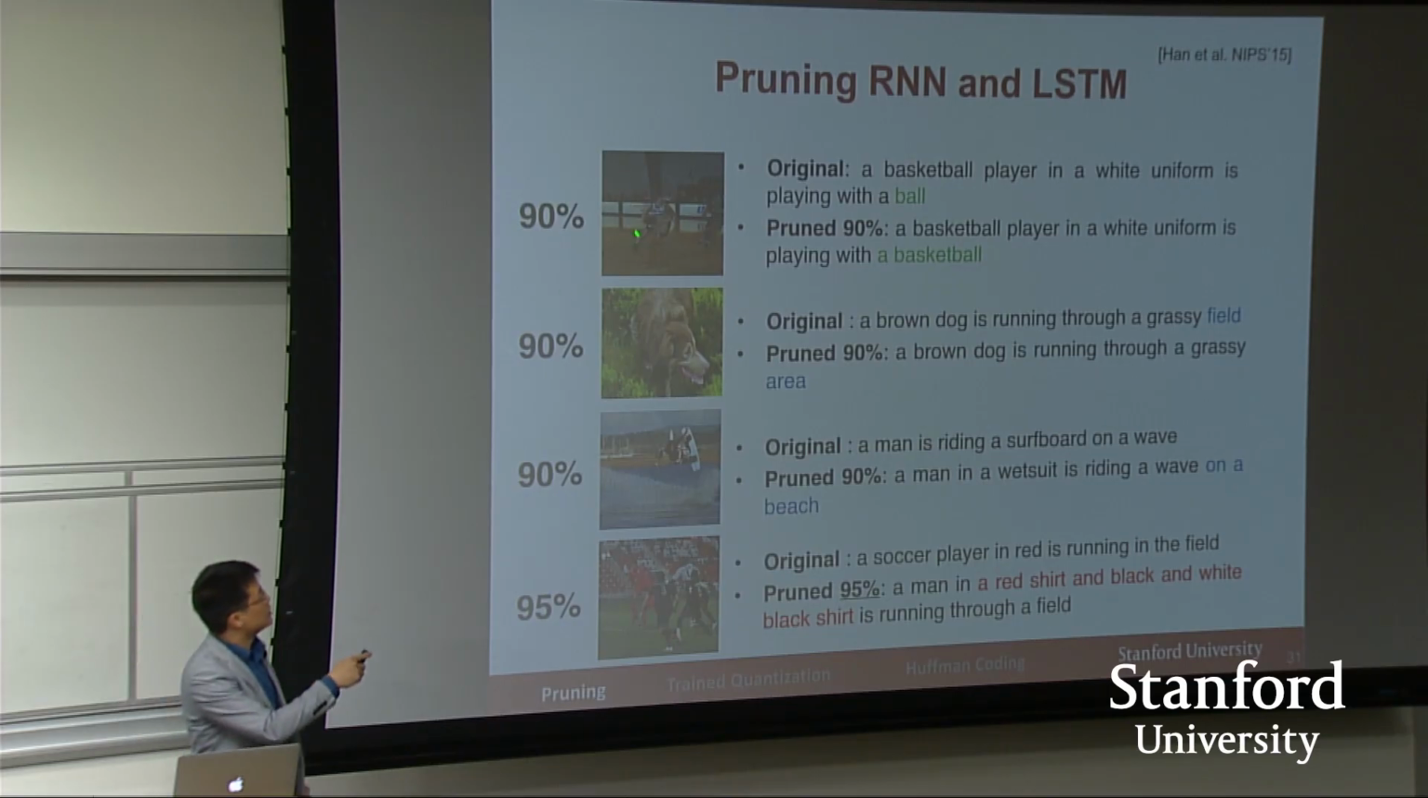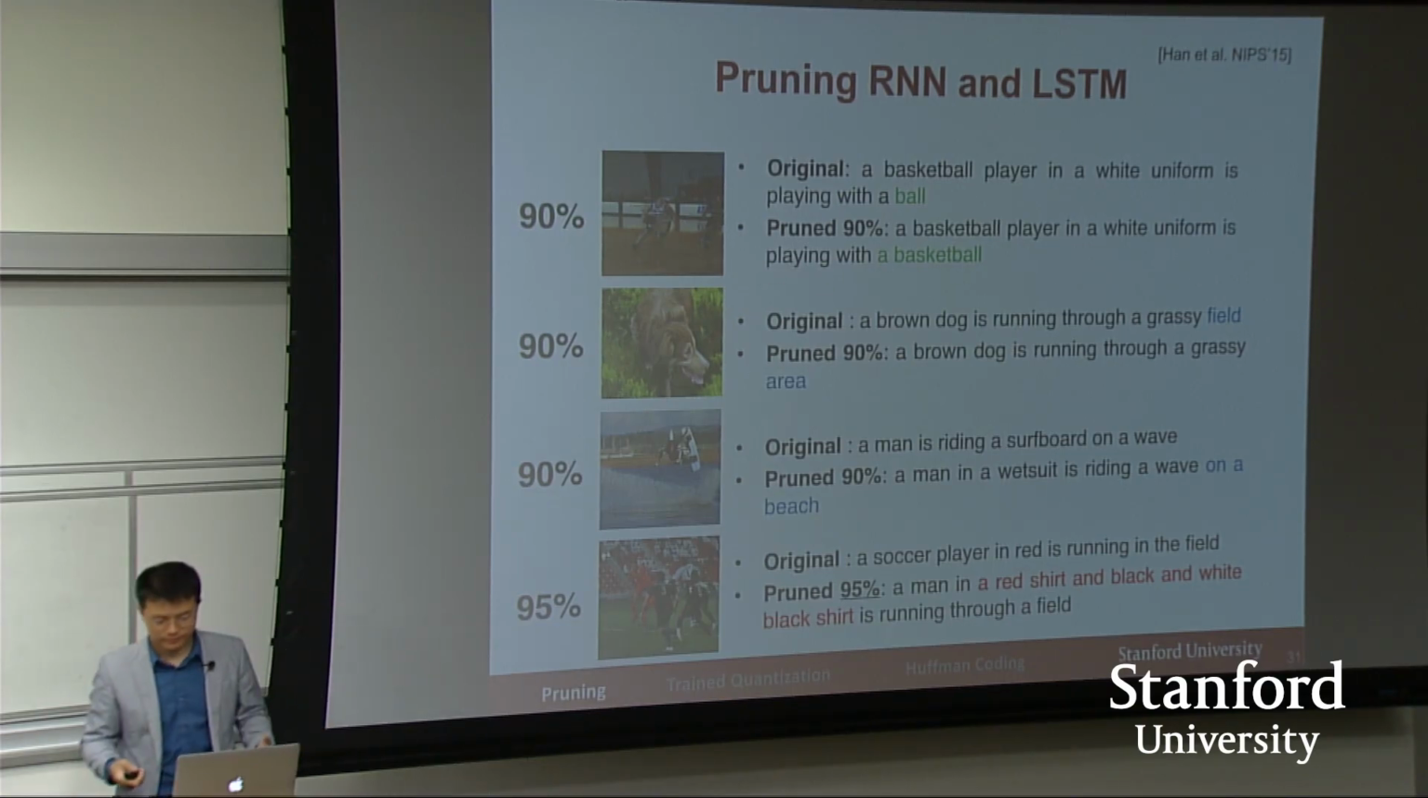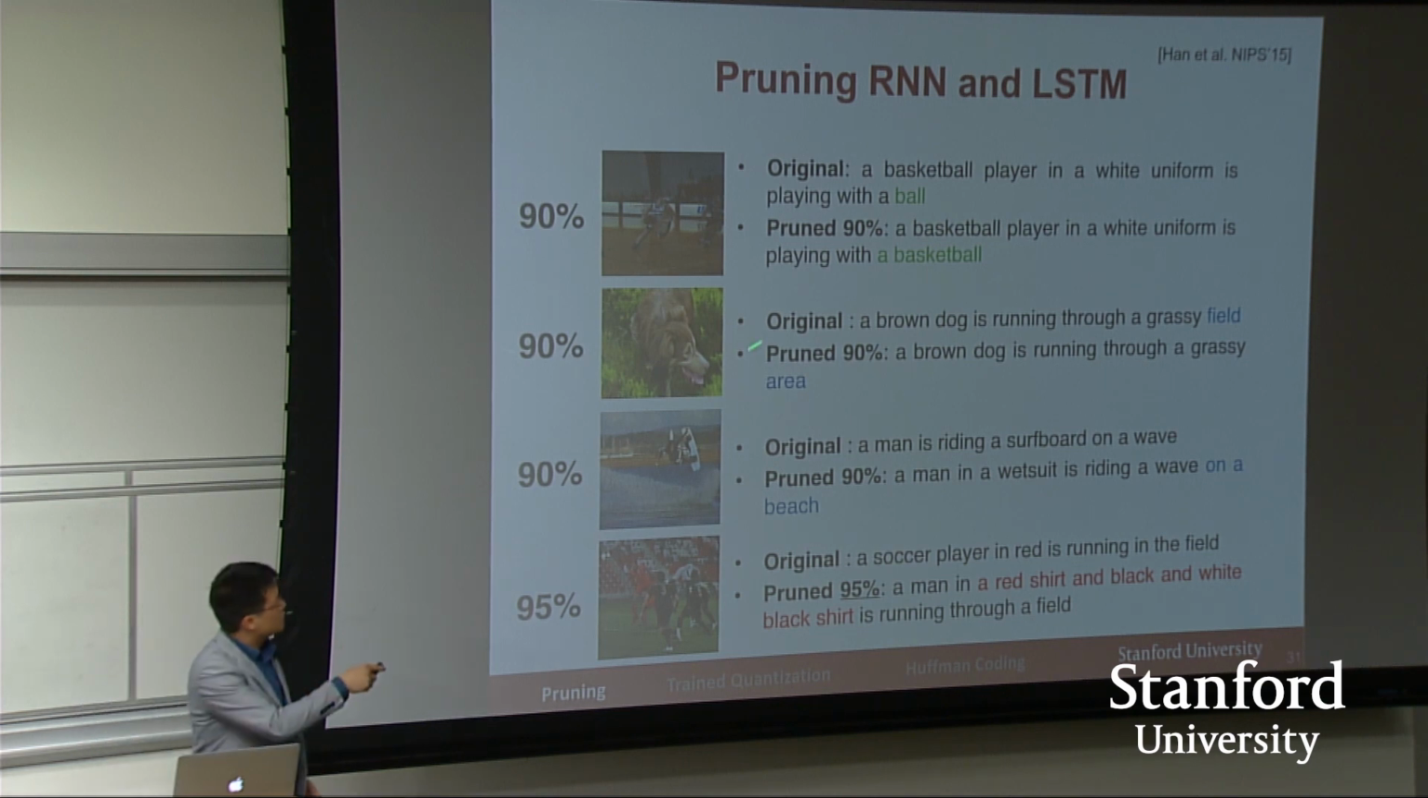For example, for the original picture, NeuralTalk says, a basketball player in a white uniform is playing with a ball, versus after pruning away 90%, it says, a basketball player in a white uniform is playing with a basketball. And so on.